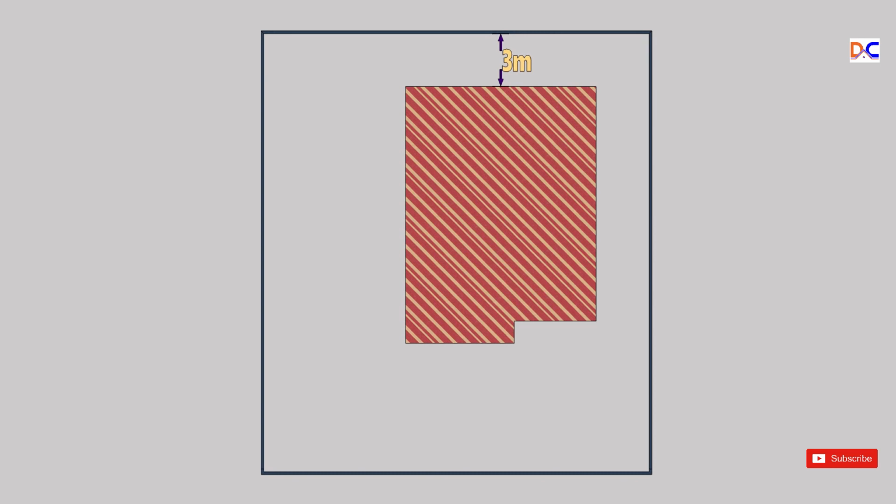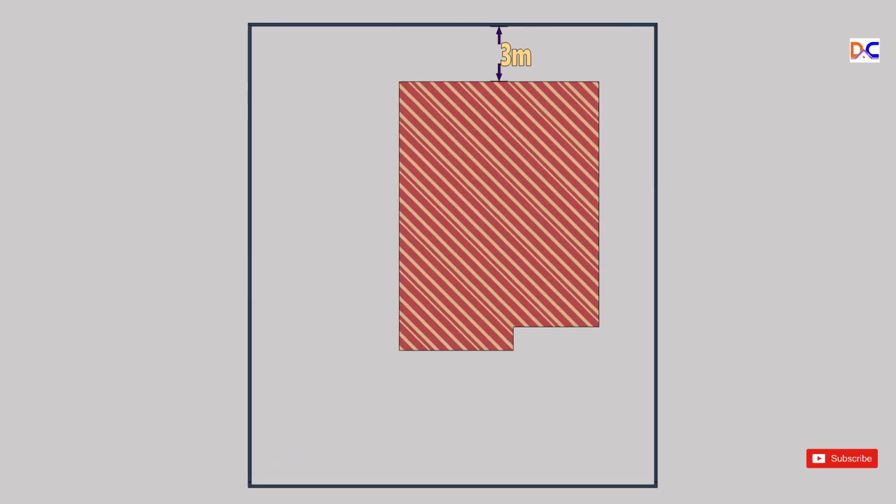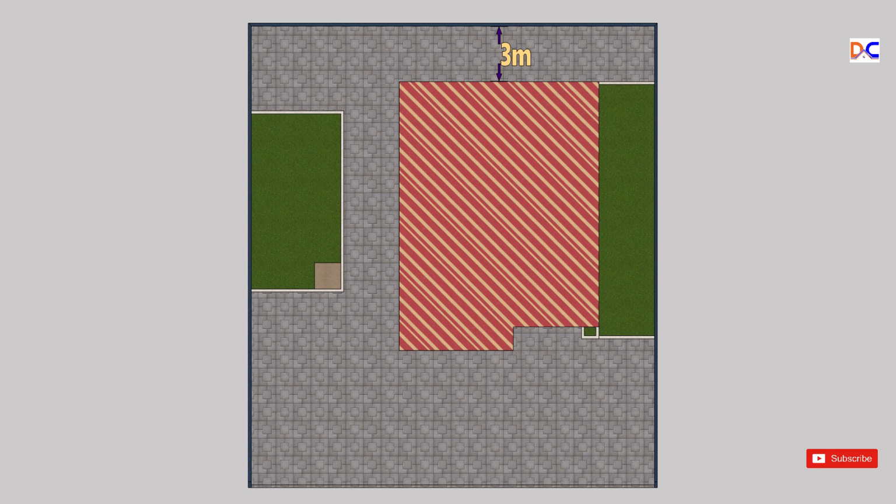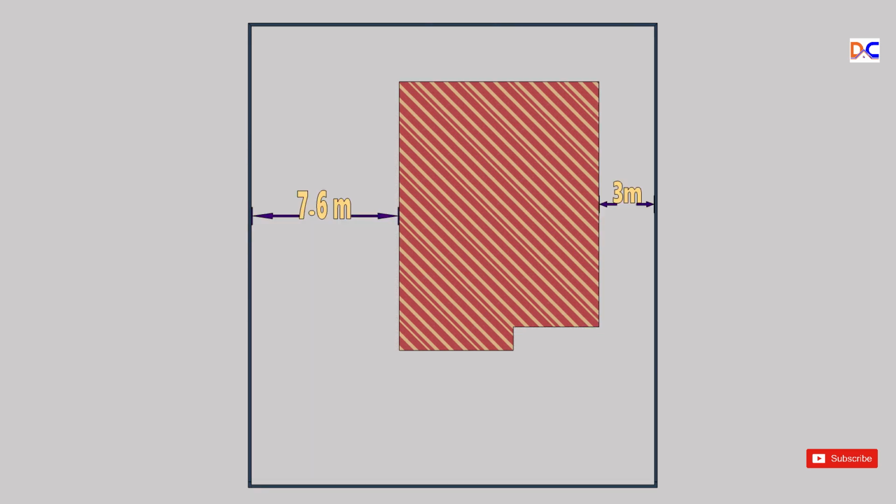There's a rear open space of width 3 meters at the back of the residence. This can be used for outdoor kitchen activities, and drying lines can be erected here too.